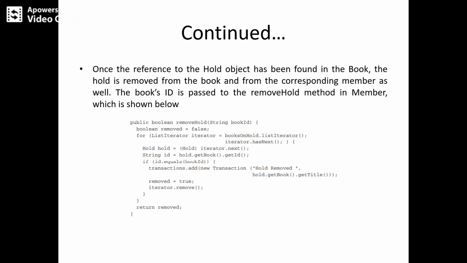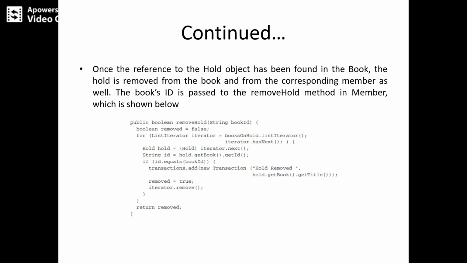Once the reference to the hold object has been found in the book, the hold is removed from the book and from the corresponding member as well. Both can be removed simultaneously. Once the reference to the particular hold object is found in the book, the hold is removed along with the book ID and the respective member ID. The book ID is passed to the remove hold method in member, as shown in the code below.